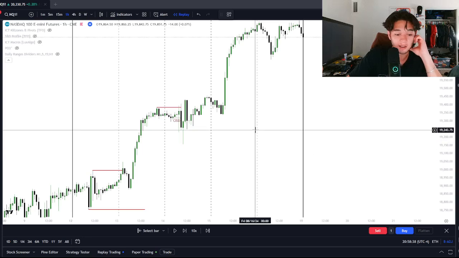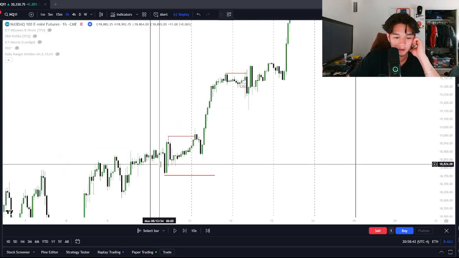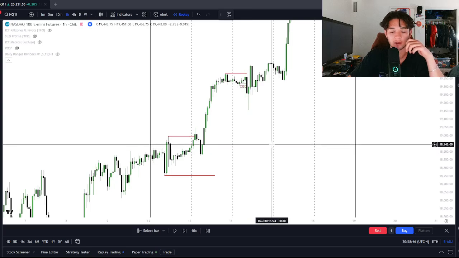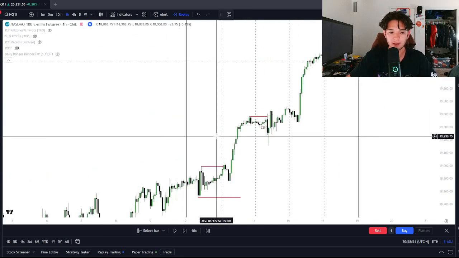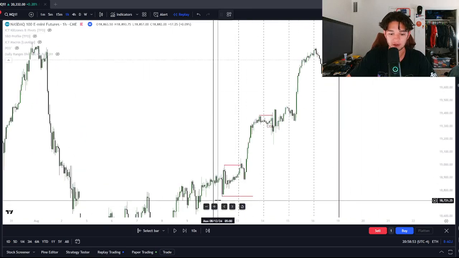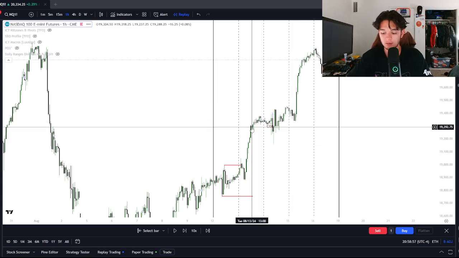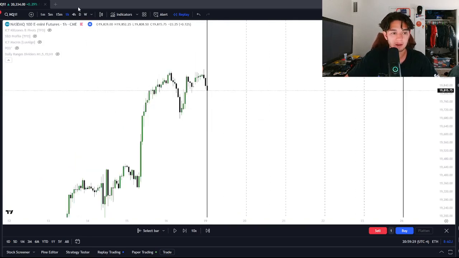So I would not be looking to take a trade at all within this week. We don't sweep any liquidity. We don't sweep any of these lows. We don't take any low. We don't manipulate anything. We just push straight up. This is not something I would look to be trading in. So next week. Okay, next week, let's see what happens.